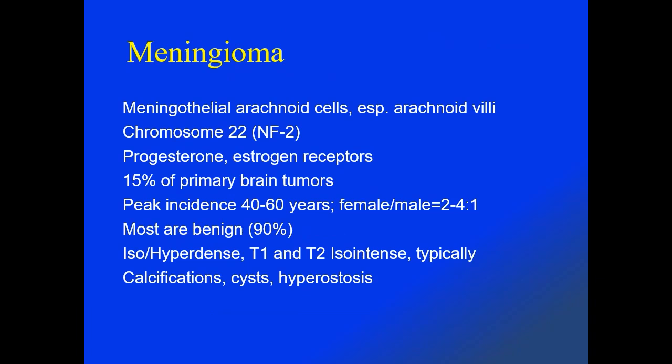Meningiomas arise from meningothelial arachnoid cells with progesterone and estrogen receptors. They represent approximately 15% of primary brain tumors with peak incidence between 40 and 60 years, with significant female-to-male predominance. Most are benign. They appear iso to hyperdense on CT and isointense on T1 and T2 weighted MRI images, typically with prominent post-contrast T1 enhancement. They can be associated with calcifications, cysts, and hyperostosis.